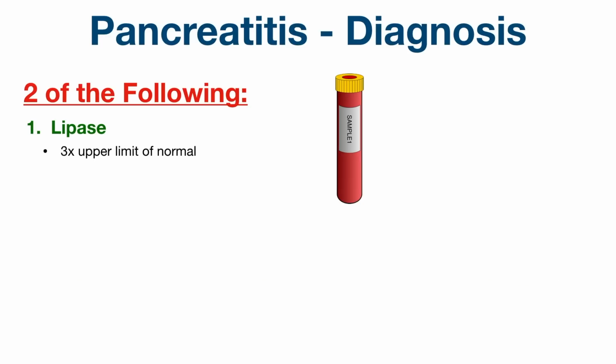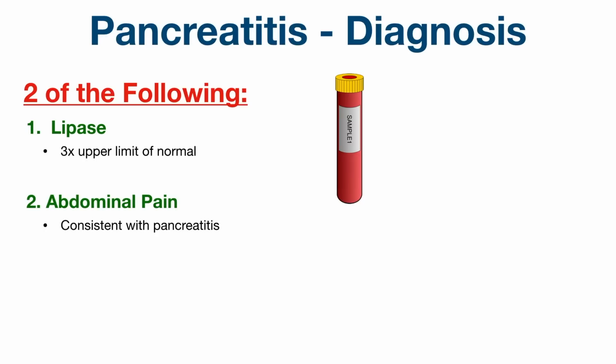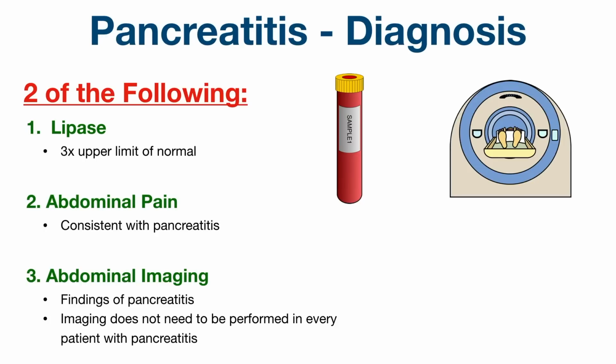The second criteria is abdominal pain consistent with pancreatitis. If the lipase is elevated and there's abdominal pain consistent with pancreatitis, then pancreatitis is a likely diagnosis. Remember, the pain is often sharp and severe, located in the epigastric or left upper quadrant region, and radiates to the back. Finally, abdominal imaging such as a CT scan or MRI may show findings consistent with pancreatitis.